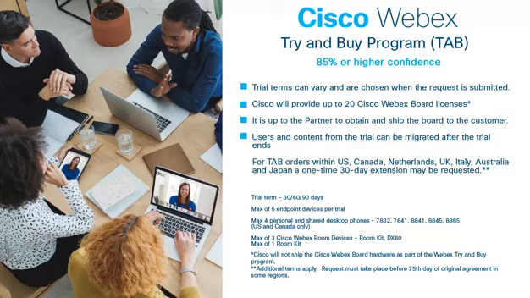Users and content from the trial can be migrated after the trial ends if a conversion to paid service is requested within the 30-day grace period. For TAB orders within the US, Canada, Netherlands, UK, Italy, Australia, and Japan, a one-time 30-day extension may be requested.